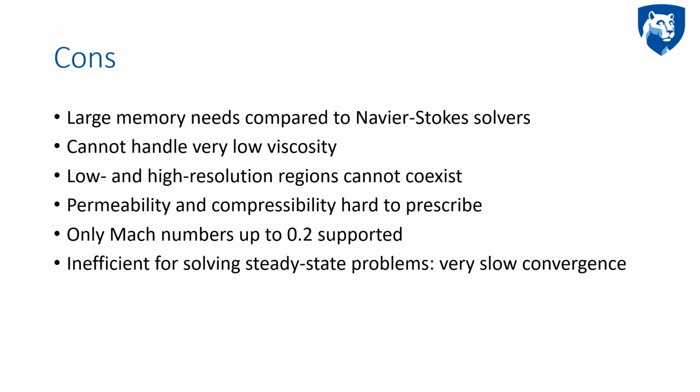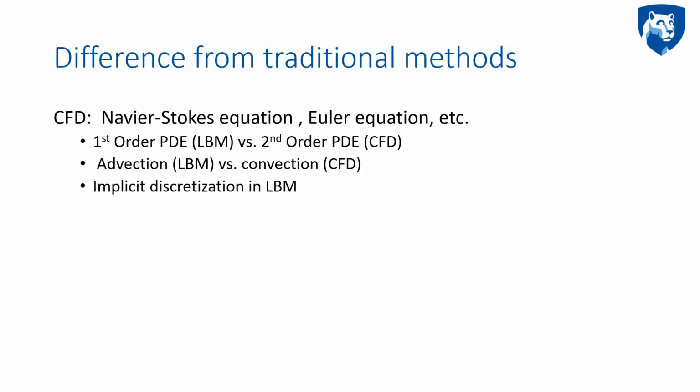However, this method is very computationally expensive because of the large memory needs compared to traditional Navier-Stokes solvers. It cannot handle very low viscosities. Low and high resolutions cannot be coexisting, and it's hard to prescribe permeability and compressibility to the system. The Mach number cannot be more than 0.2, and it is inefficient for solving steady state problems because of the very slow convergence.